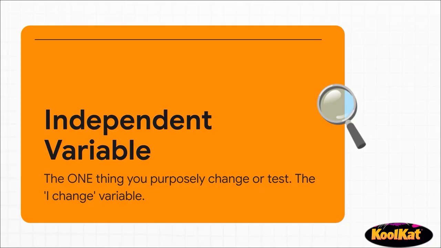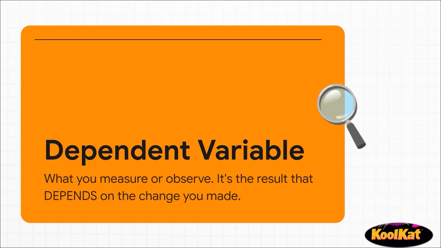All right, first up is the independent variable. This is the one thing, and only one thing, that the scientist is changing on purpose, the thing they're testing. And here's a killer memory trick for you. Independent starts with the letter I, so just think of it as the thing I change. And then you've got the other side of the coin, the dependent variable. This is the result. It's what you're measuring or watching to see what happens. The name gives it away, right? Its outcome depends on whatever change you made with that independent variable.